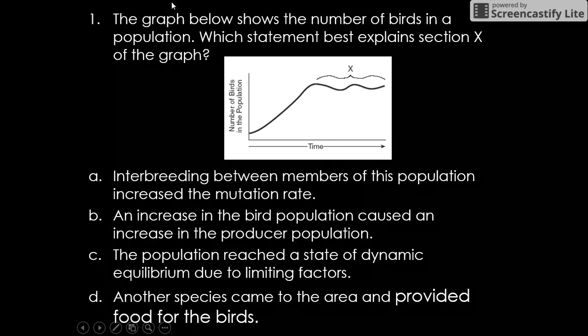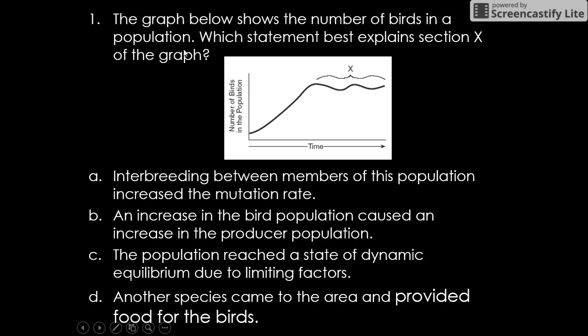Okay, the graph below shows the number of birds in a population. Which statement best explains section X on the graph? So what's going on with X? So we see the population is growing, then X, something happens. So is it because A, interbreeding between members of this population increased the mutations? This mentions nothing about breeding, so no.